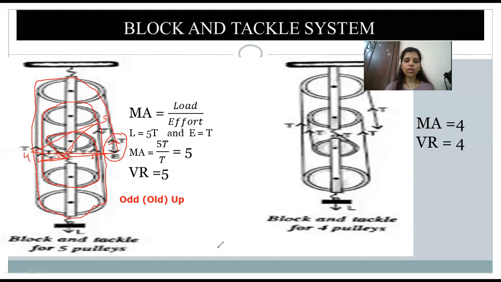Now if you see the next one here, you can see that as there are 4 pulleys, so it's even, and whenever it is even, you go in the downward direction, opposite of the odd. So you're going in the downward direction. Now why are we doing that? Because effort has to be in the downward direction. The application of the effort we want always to be in the downward direction.